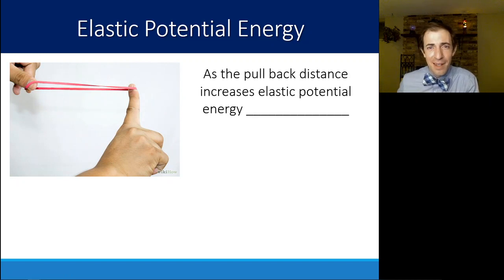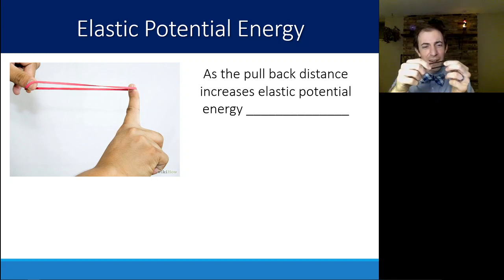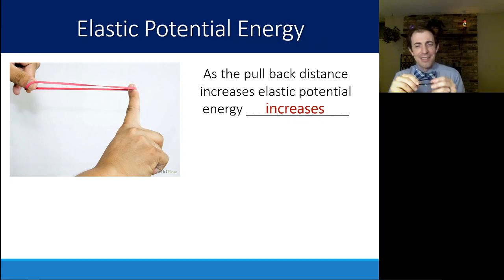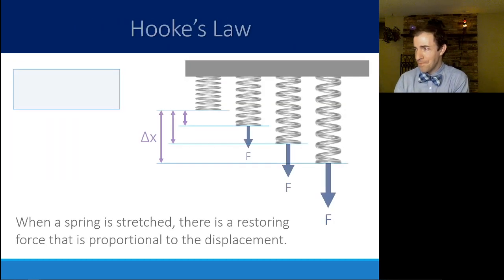To find this formula, we need to understand that this pullback distance is increasing. So as the pullback distance increases, we are increasing the amount of potential energy. So that's kind of a general idea. You've probably experienced that before. If you've pulled back a rubber band, the farther you pull it, the farther you're able to launch it because you have stored up more potential energy.